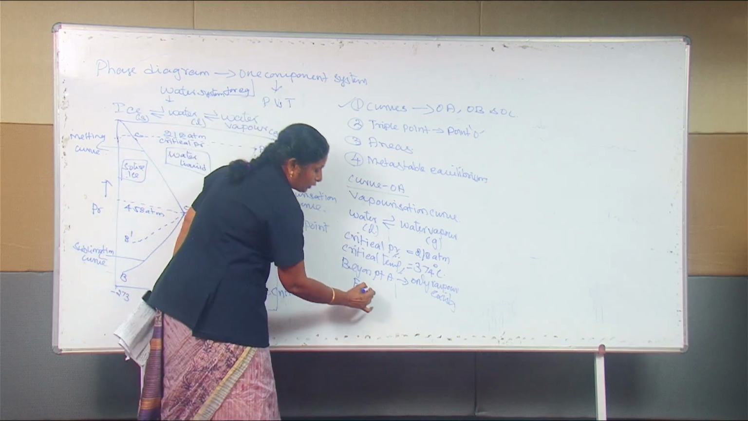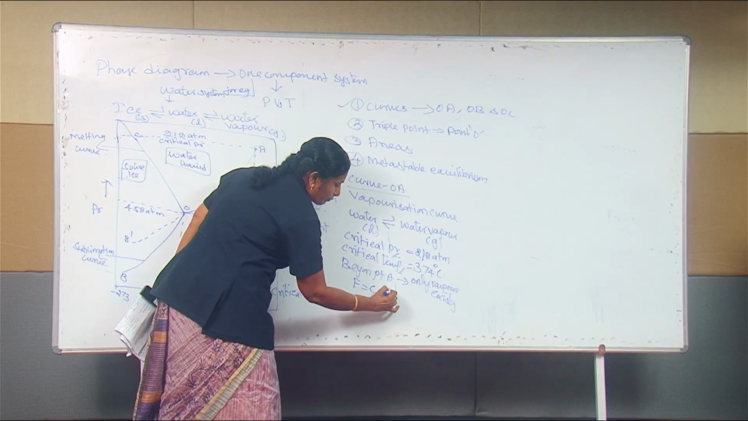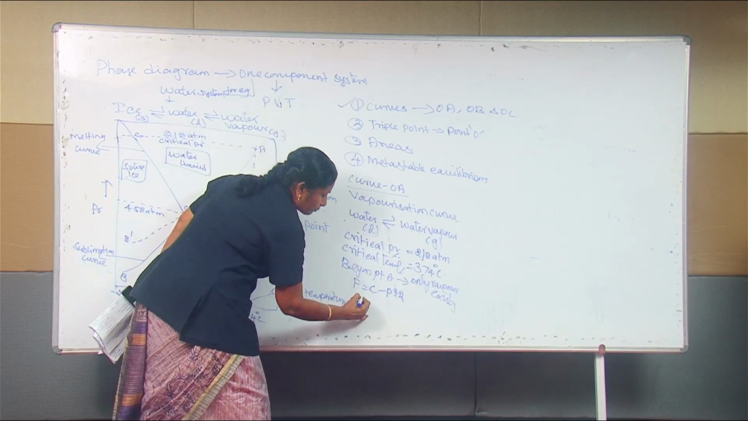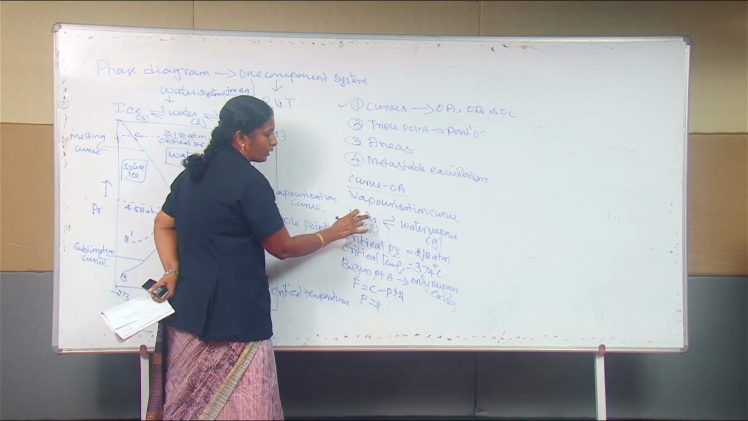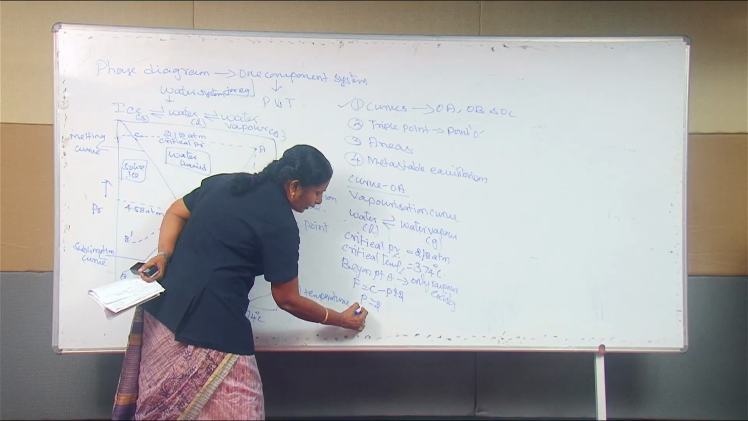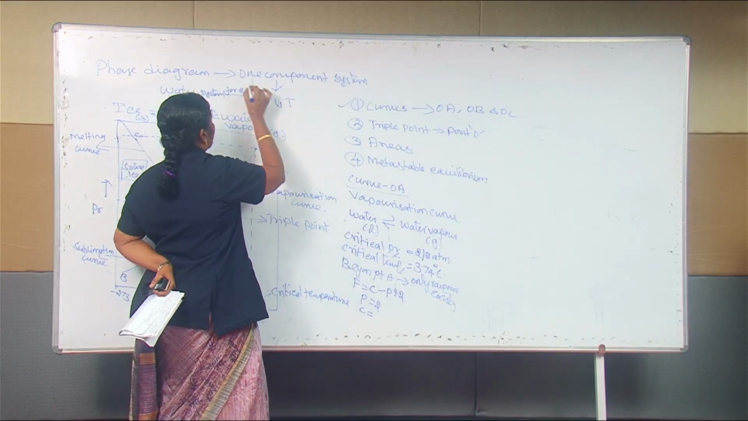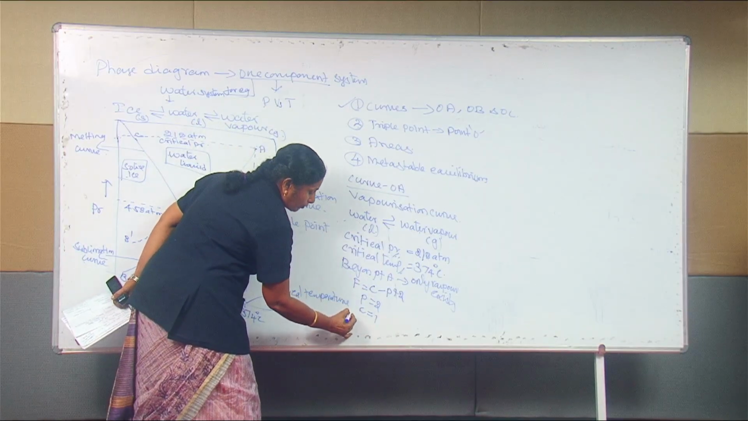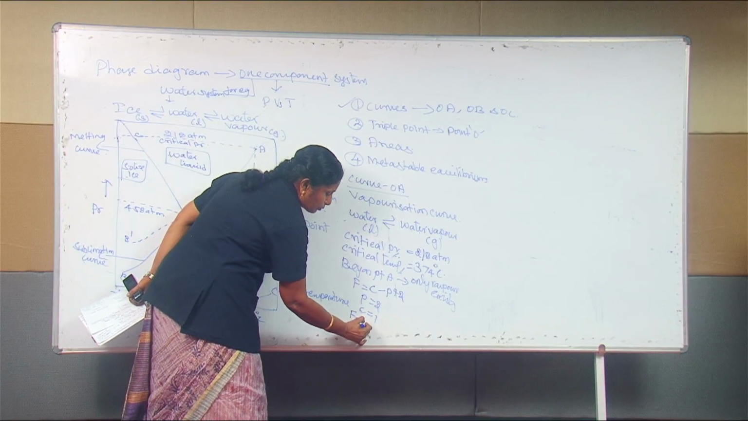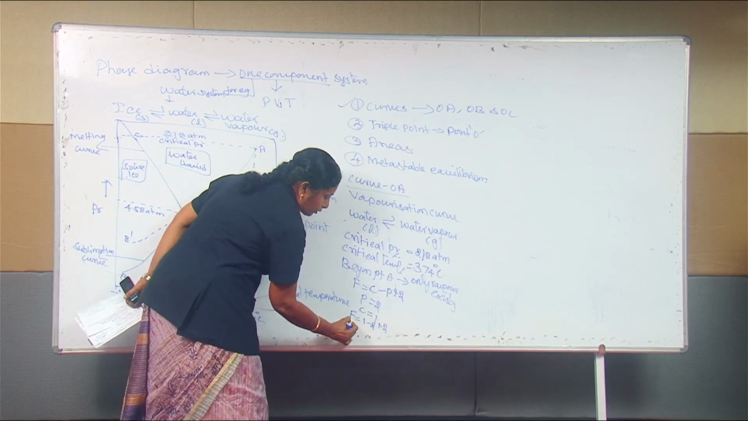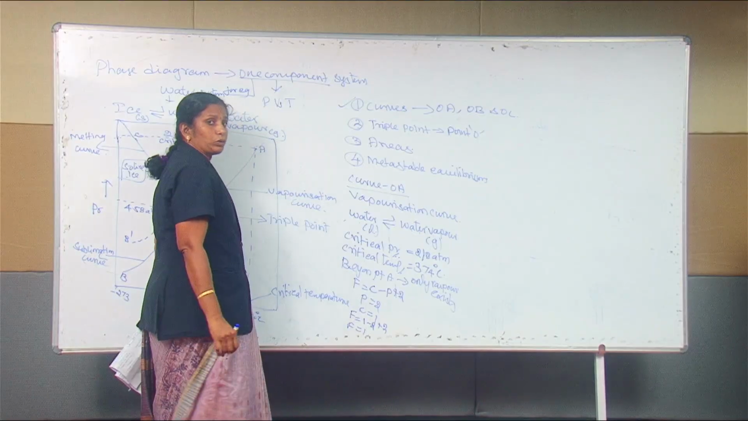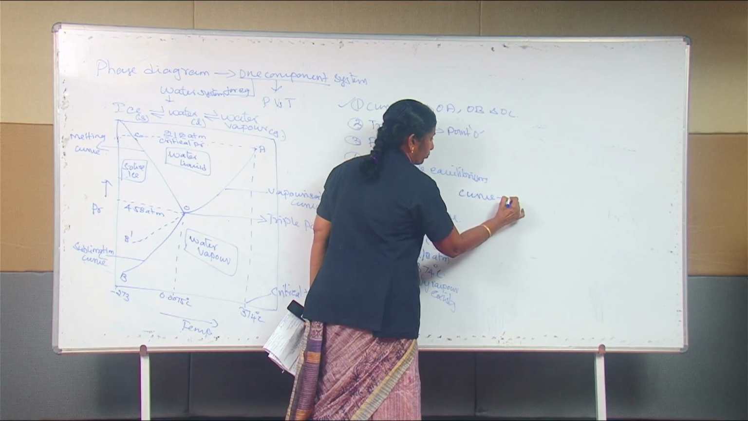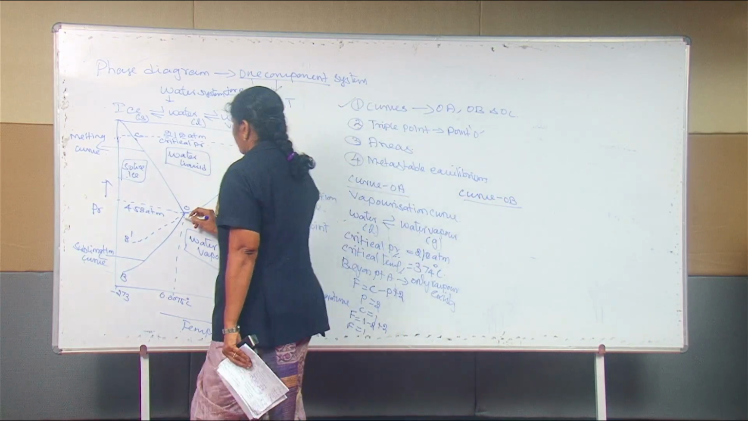Next, by using this equation, we are going to calculate the degree of freedom. What is the formula? F is equal to C minus P plus 2. Here, along the OA curve, how many phases? There are two phases, one is water, another one is gas. C is equal to 1, since this is a one component system. Now apply all these things in this equation: 1 minus 2 plus 2, that is F is equal to 1. That is univariant.